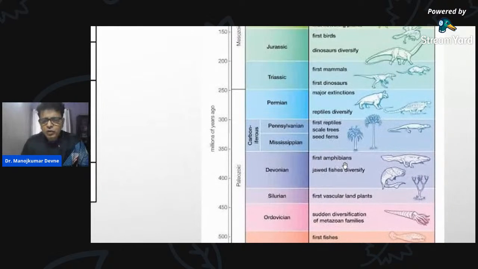And then you have the first amphibians. Amphibians are basically animals who can live on land as well as water. So you'll see that till the Devonian period of the Paleozoic era, most of the life was concentrated in the ocean waters. It's during the later part of the Devonian period that life starts to shift from water onto land.